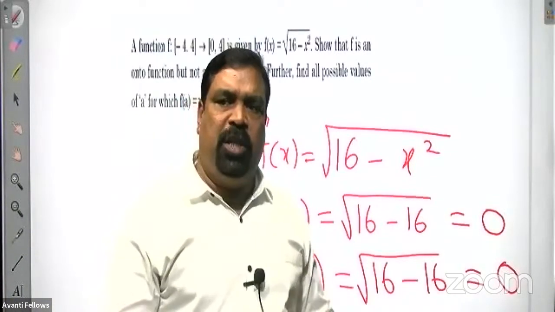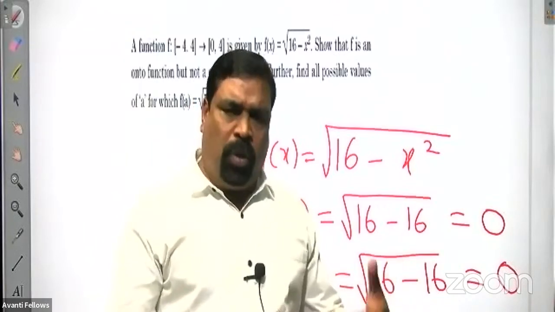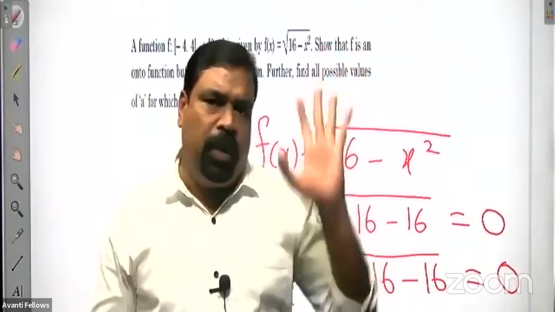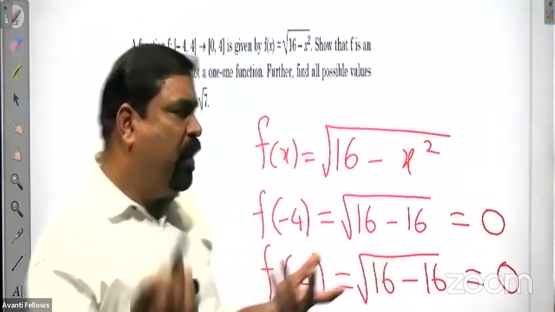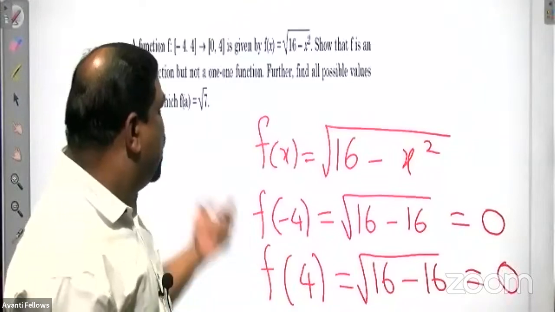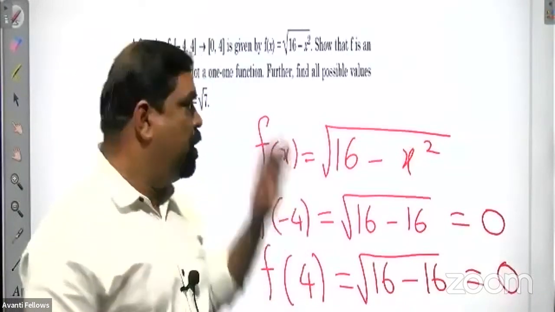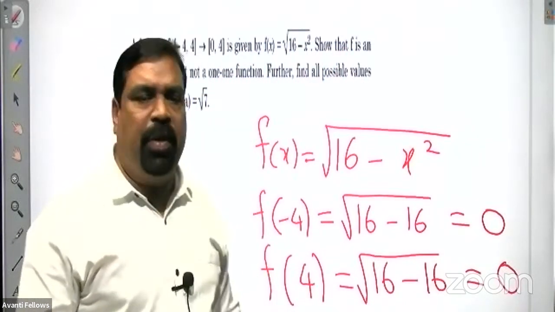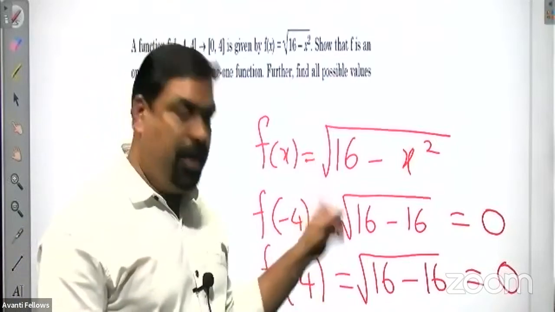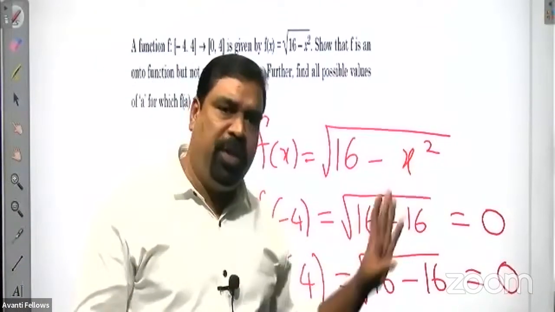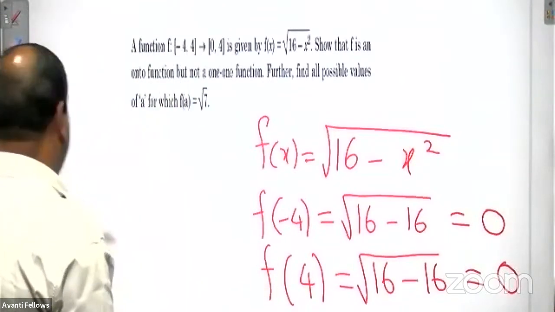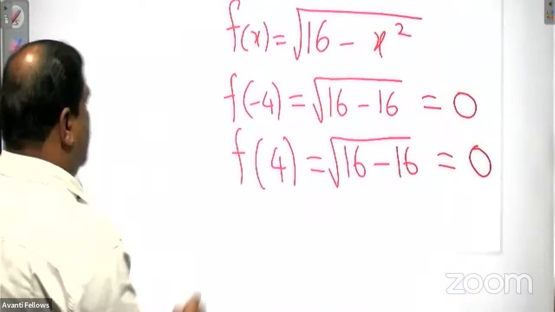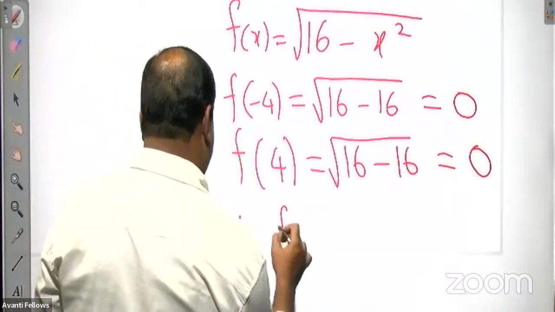To disprove 1-1, a counterexample is enough. You can put some other value also, -2 and +2, or -1 and +1. Everywhere you will get the same image, the same output. So it is not 1-1. F of -4 and f of 4 both are the same. That means it is not 1-1.